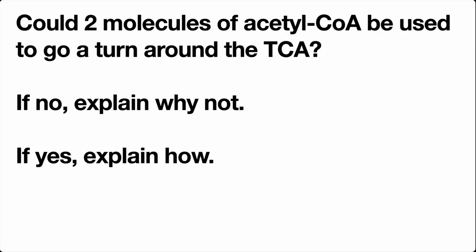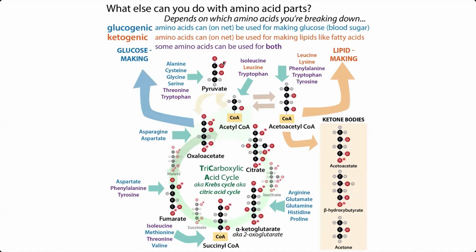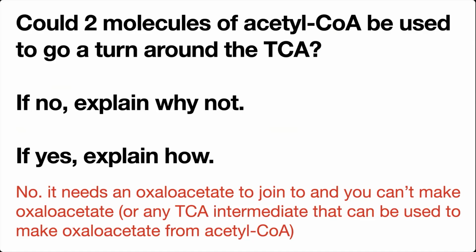Each molecule of acetyl-CoA has 2 carbons, but this is a no. You need oxaloacetate to join to. And if you can't make oxaloacetate or any TCA intermediate that can be used to make oxaloacetate from acetyl-CoA, then you can't bring in acetyl-CoA. So just acetyl-CoA alone won't do it, which is why if we have certain molecules like certain amino acids that can be broken down only into something like acetyl-CoA, we call those ketogenic, but not glucogenic, because the acetyl-CoA cannot enter the pathway unless you have oxaloacetate there. And so if you take malate out to make glucose, you don't have oxaloacetate there. And if you don't have oxaloacetate there, then your acetyl-CoA can't come in.